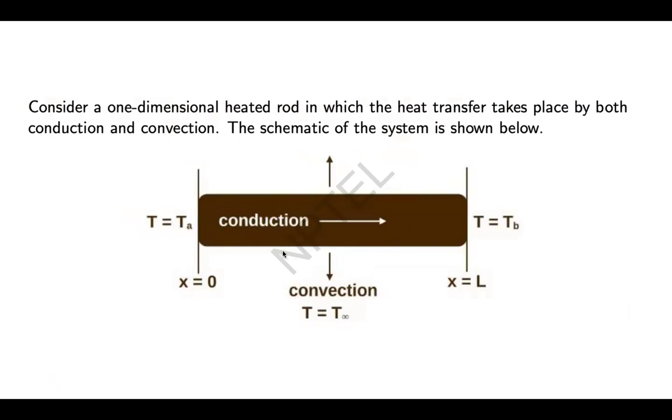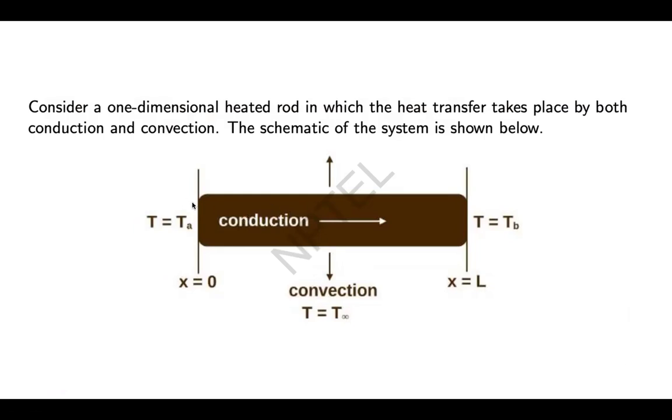Here we have a rod, and imagine that one side of the rod is maintained at T equal to TA. Here we are taking the reference for the length of the rod as x equal to 0, and the other end of the rod we consider x equal to L, where L will be the length of the rod. We have this end fixed at temperature TA.